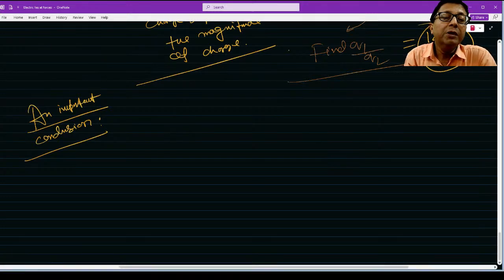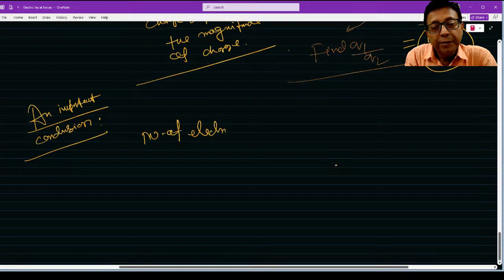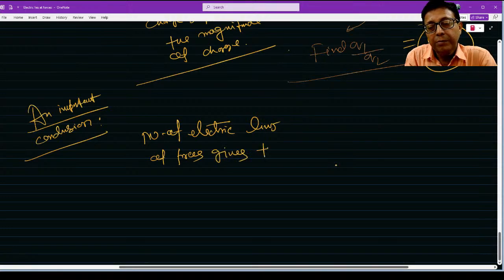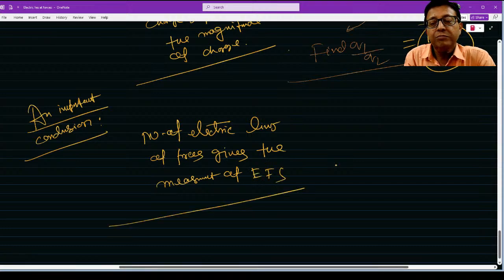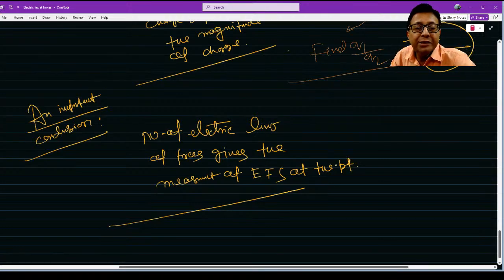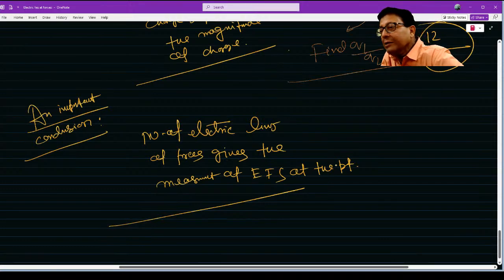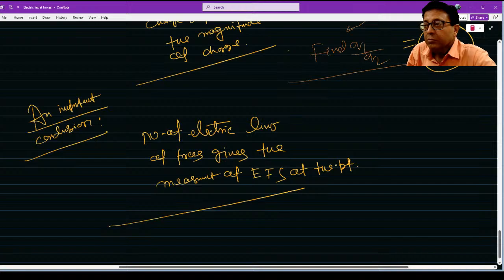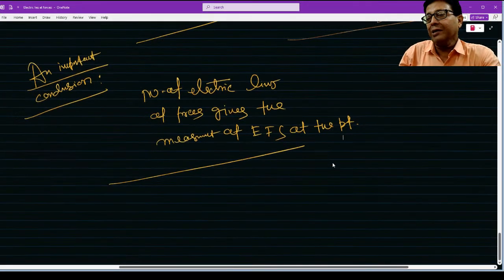Number of electric lines of forces gives the measurement of electric field strength at that point. Just what we have observed, that we are going to write.